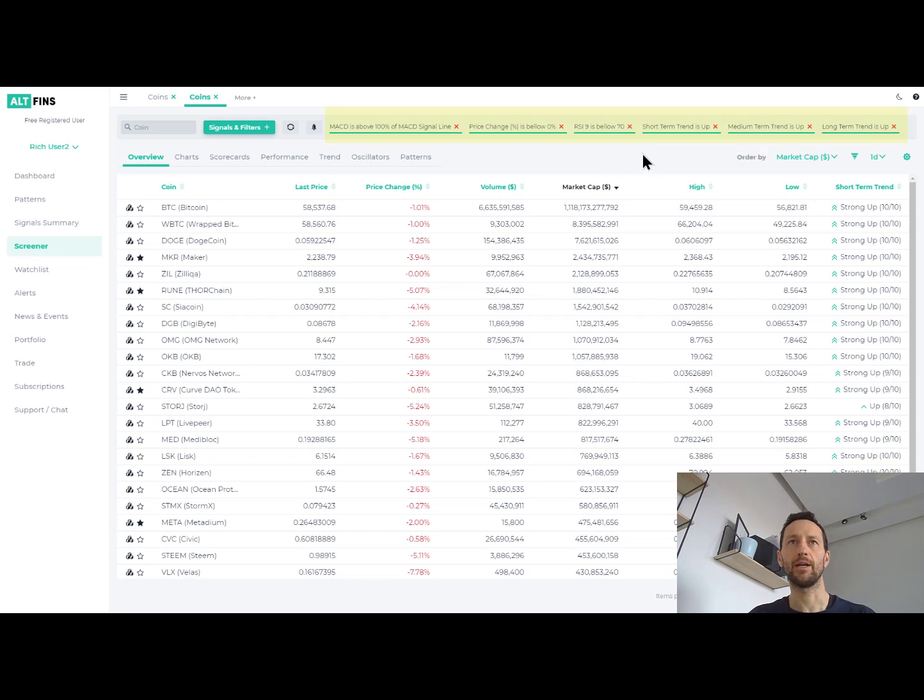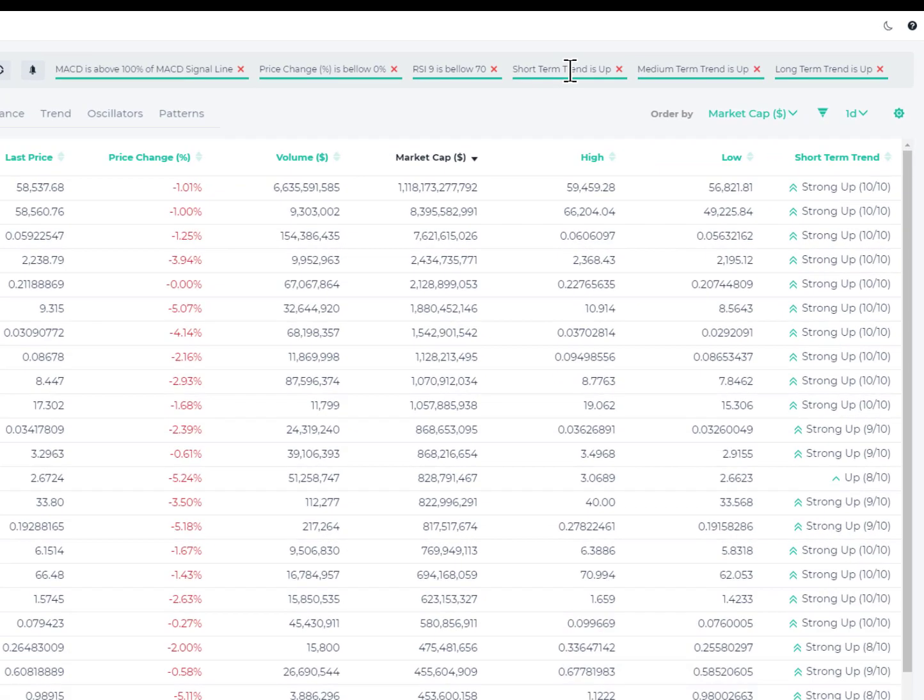But I'm going to modify it, because this filter basically says show me all coins that are in an uptrend across short term, medium term, and long term, are not overbought, so RSI is below 70, are trading down today, but still have a bullish MACD crossover.